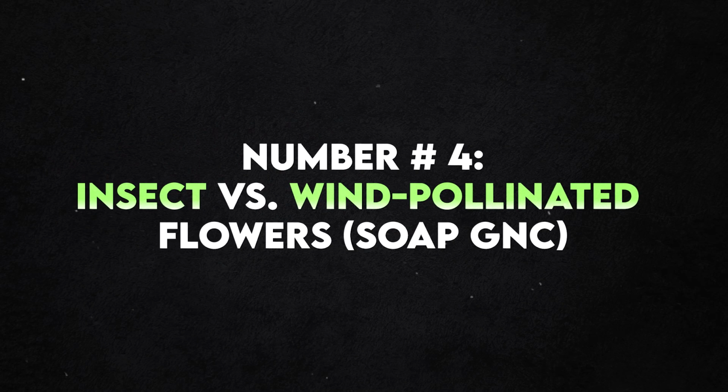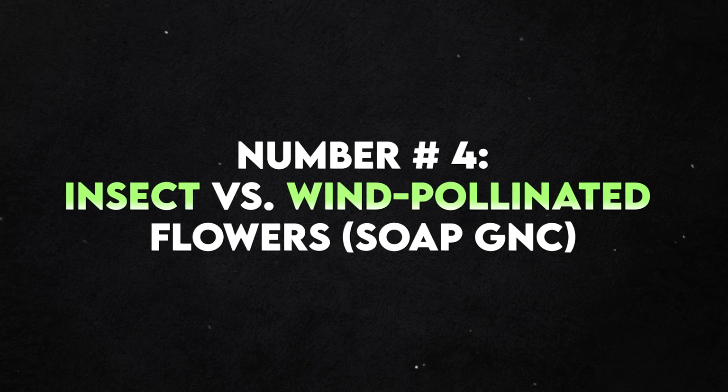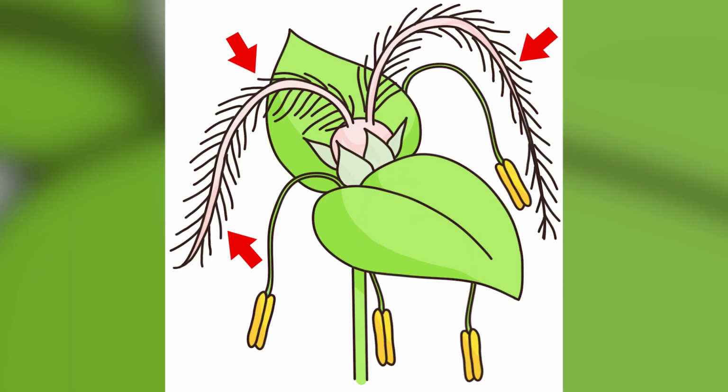And next, I'm going to give you a memory shortcut for flowers that favor insect versus wind pollination. It goes like this: SOAP, G, and C. S stands for the stigma. So insect pollinated flowers, the stigma is very small, but for wind pollinated, it's large and feathery to have high surface area to volume ratio to easily catch the pollen that's in the wind.